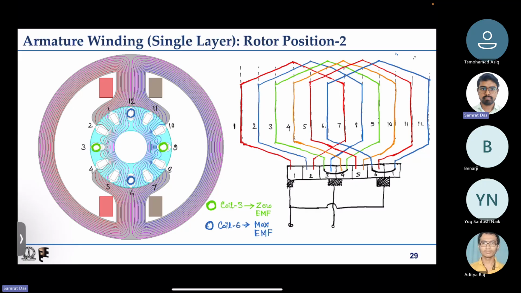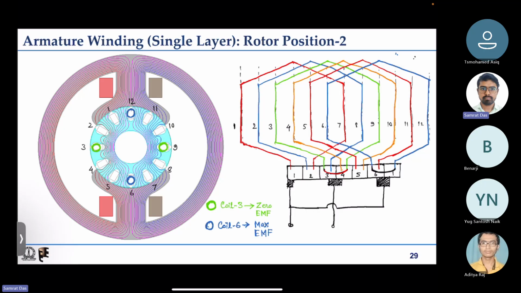So here the coil 3 shown by green, you can see that they are shorted by this brush. So when can we short a coil? If it is having zero induced EMF, then there is no problem, we can easily short that coil. But if it is having some non-zero induced EMF, then it is dangerous to short any coil.